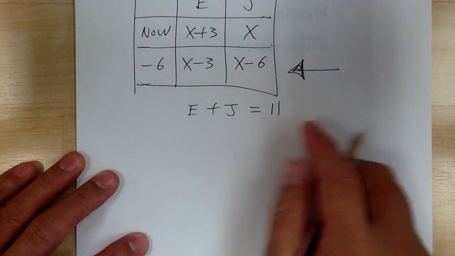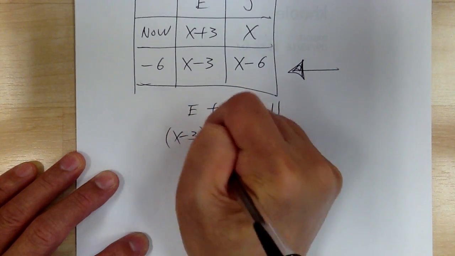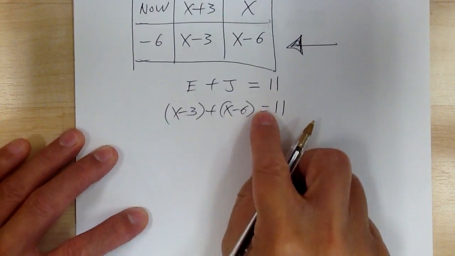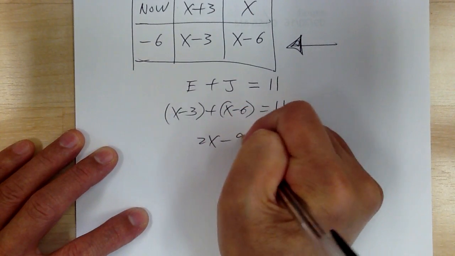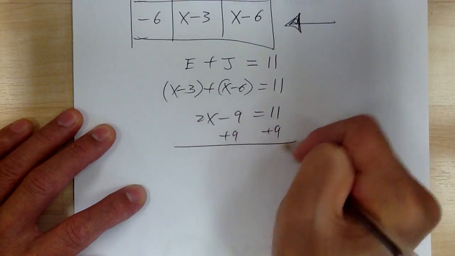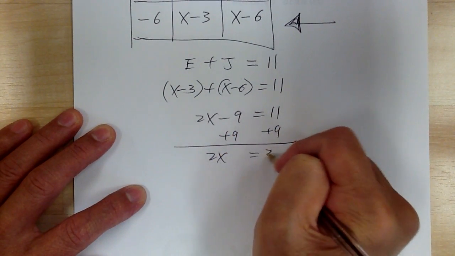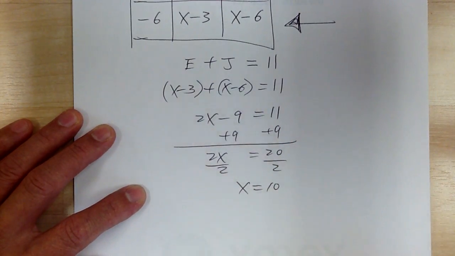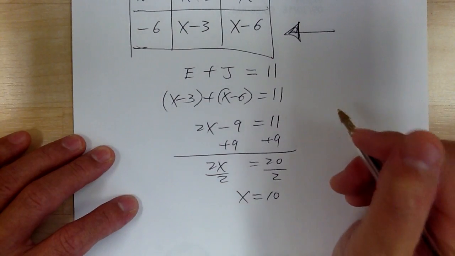So let's go and substitute. So you got x minus 3 plus x minus 6 equal to 11. Combine this together. So you got 2x minus 9 equal to 11. So plus 9 on each side. So you got 2x equal to 20, divided by 2, divided by 2. So x equal to 10. Okay, so now again you go back and answer the question.